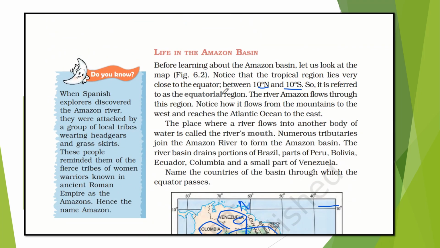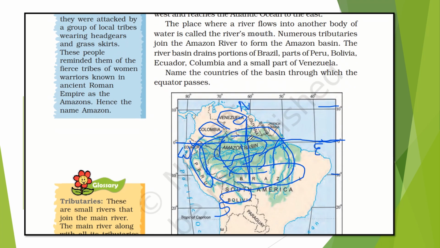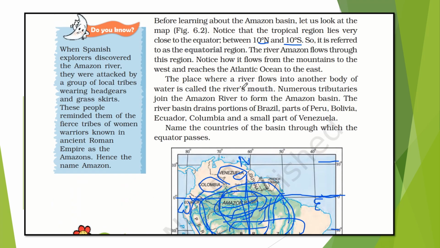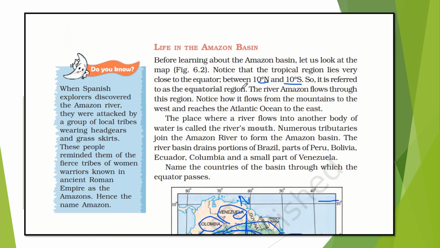Before learning about the Amazon basin, let us look at this map. Here you will see the Amazon basin, which is spread over Brazil, Bolivia, Peru, Ecuador, Colombia, Venezuela. So it is spread over all these countries. Let's understand more about that.